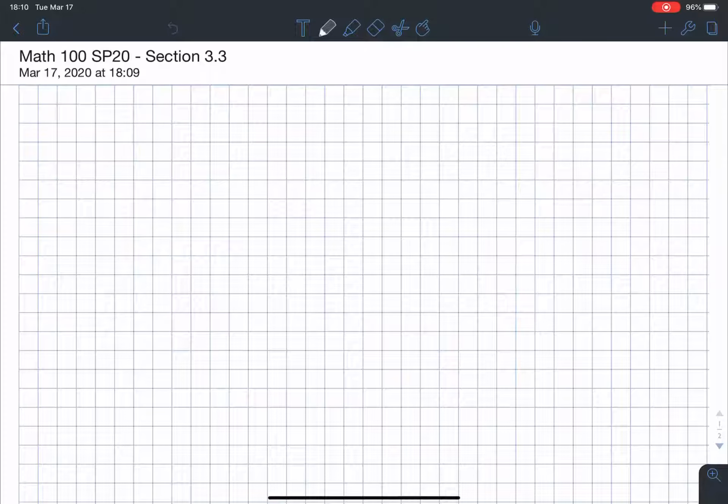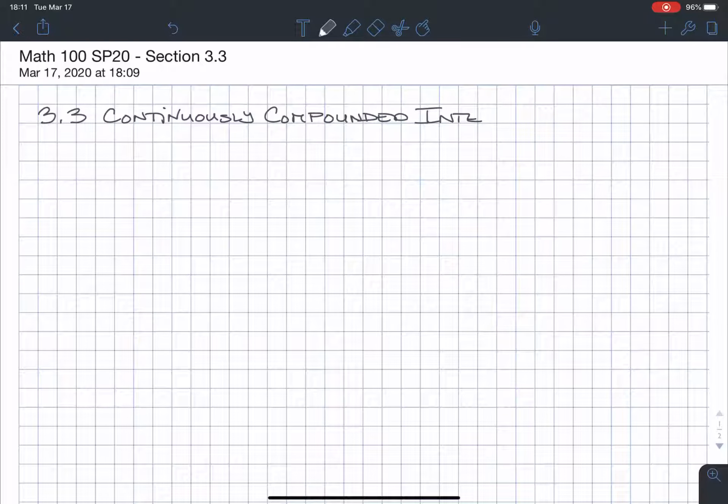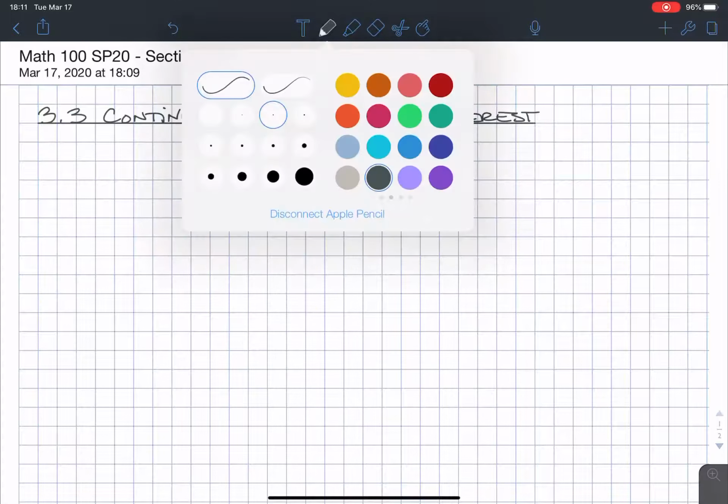Okay, so welcome to section 3.3, which is continuously compounded interest. Remember we did sections 3.1 and 3.2 before our exam.